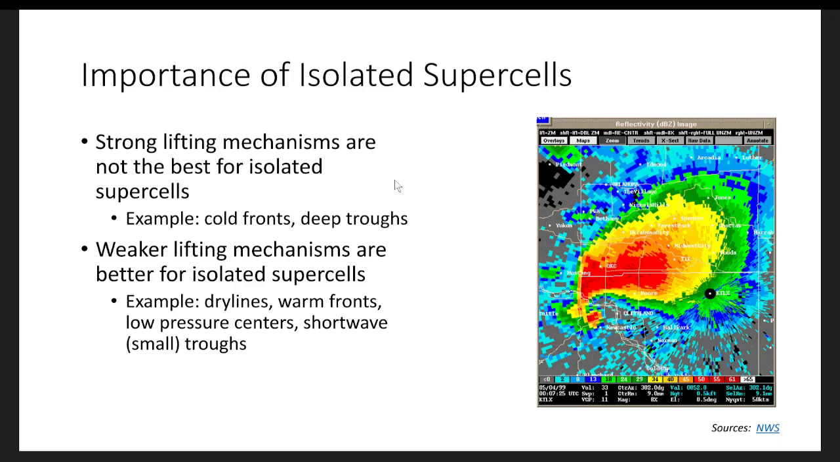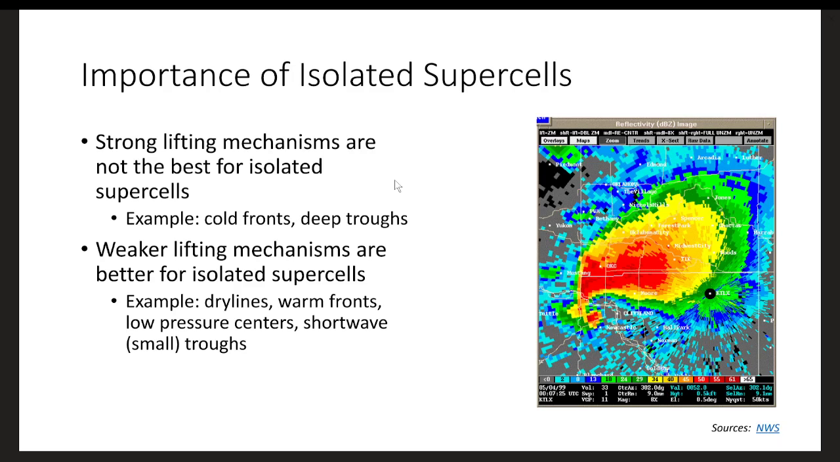You just need to make sure you have enough rotation, like your shear, like your helicity, like your spin needs to be able to match up with the lift. You need those two ingredients to be balanced. Yeah, but you don't really want too much lift. It can cause problems. So if you have a weaker lifting mechanism, it's better for isolated supercells.